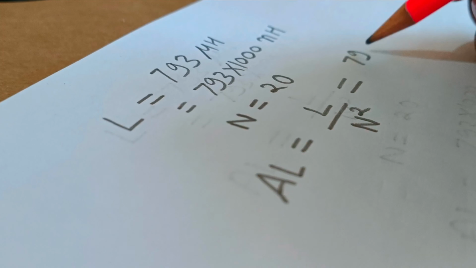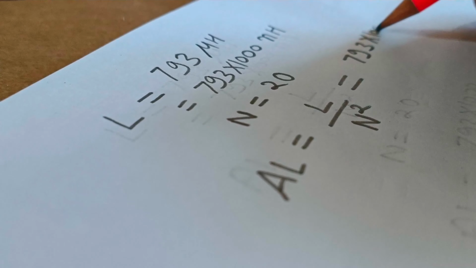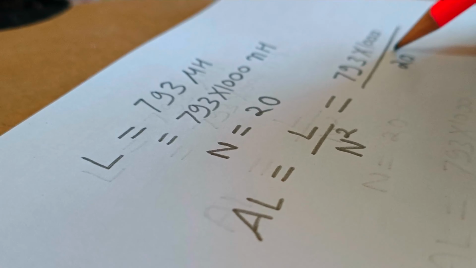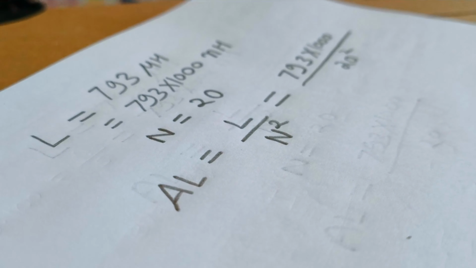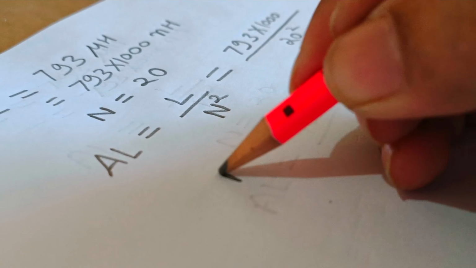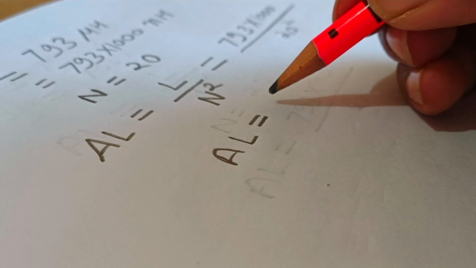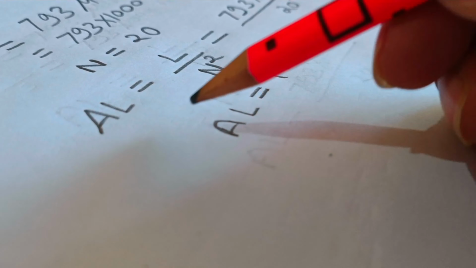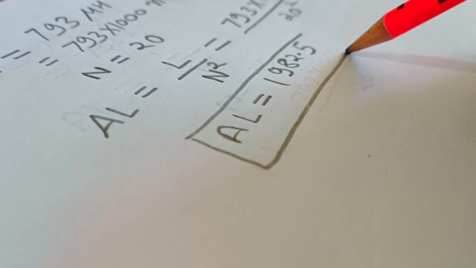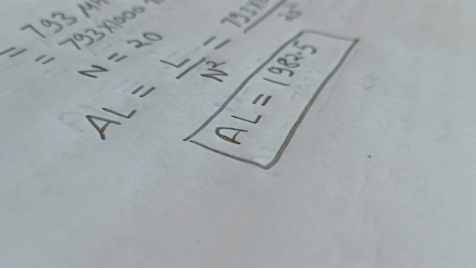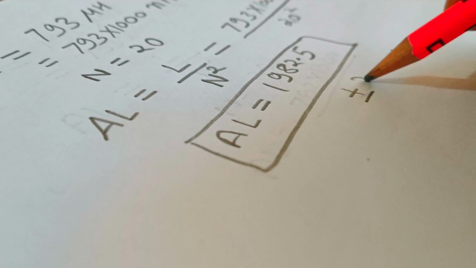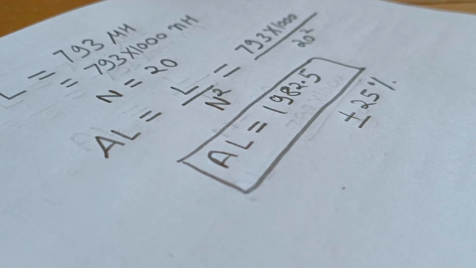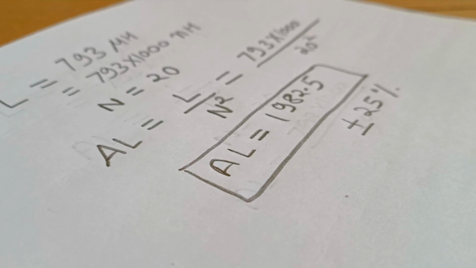So 793 multiplied by 1000 divided by 20 square. We will get the result. AL is equal to 1982.5. So this is the inductance factor for this transformer. It may be plus or minus 25% tolerance because instrument and measurement error are possible.